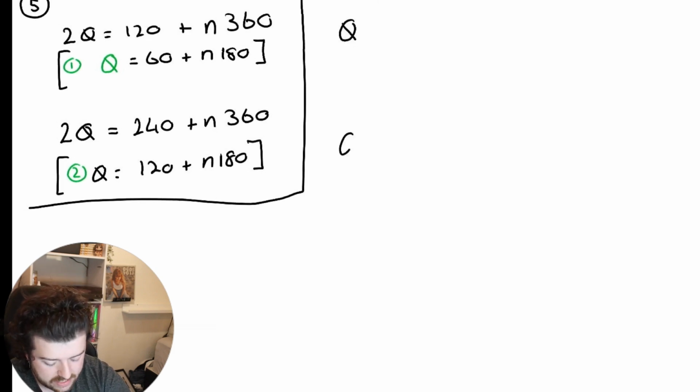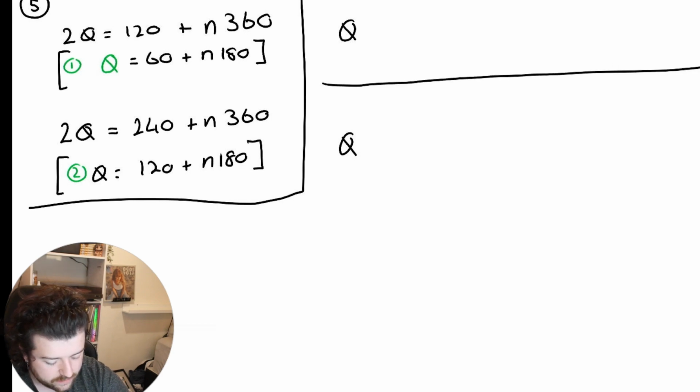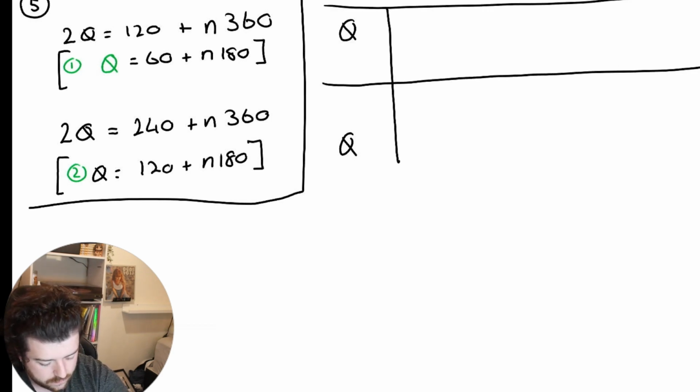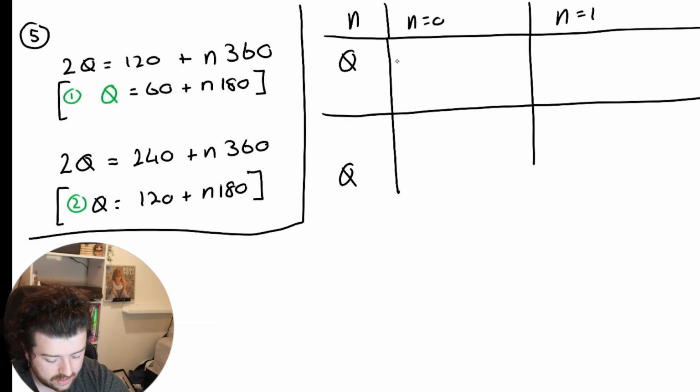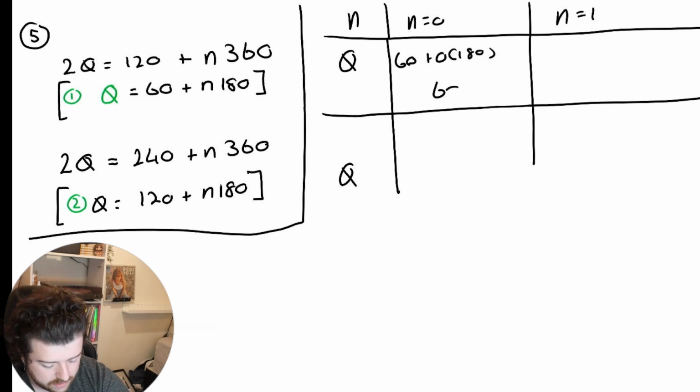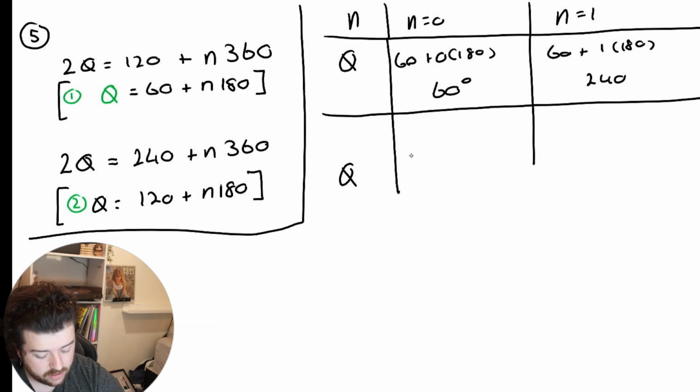So let me just set up a little table here. I think a table might be of some use for us. Then n is up here. So when n is equal to 0 and when n is equal to 1, let's sub it in. 60 plus 0 times 180 is going to be equal to 60 degrees. That's my first solution. 60 plus 1 times 180 is going to give me 240. That's my second solution.